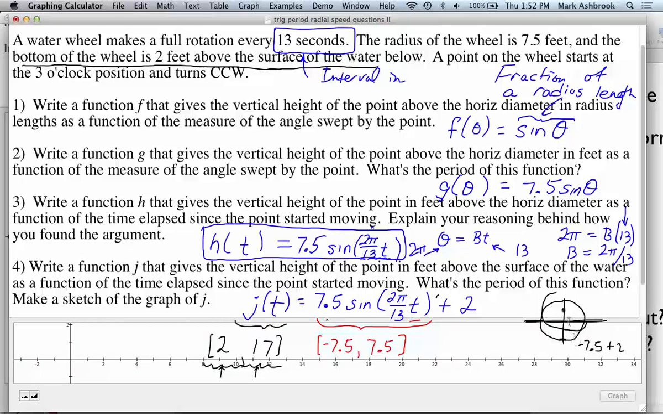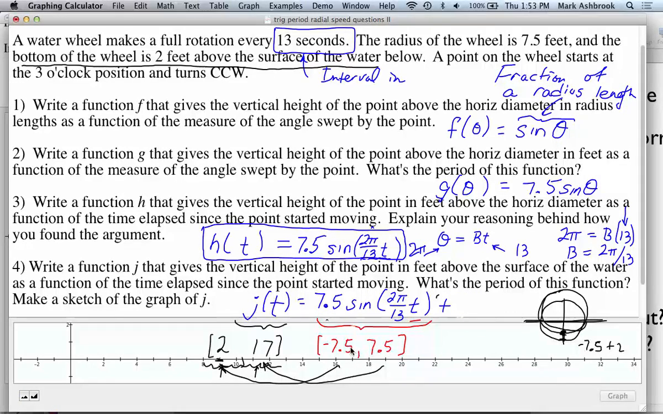If we add 2, it's going to move the wheel up this much. That's a really bad circle. It's just going to move the circle up 2, and now the bottom of that wheel is still at negative 5.5, but we need it to be 2 feet above the surface of the water. So how much do we need to move it up? We need that negative 7.5 to become 2, and we need that 7.5 to become 17. So you can't just tack on a 2. That 2 is the new minimum of the function. So how much do we have to add?